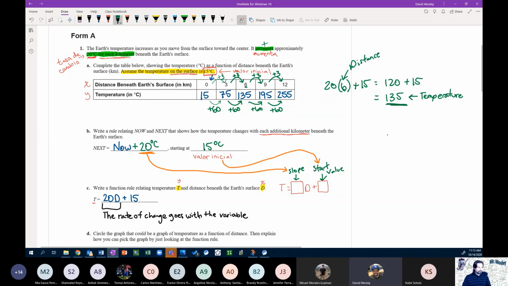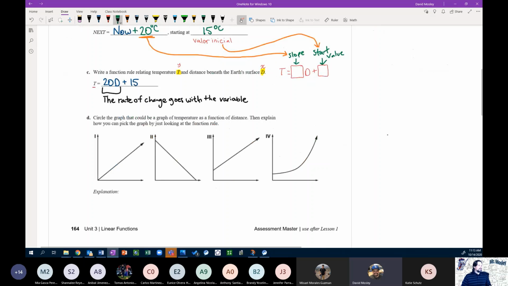All right. So now, Part D, we need to circle the graph that could be a graph of temperature as a function of distance. Then explain how you can pick the graph by just looking at the function rule. So which graph, 1, 2, 3, or 4, represents this rule?